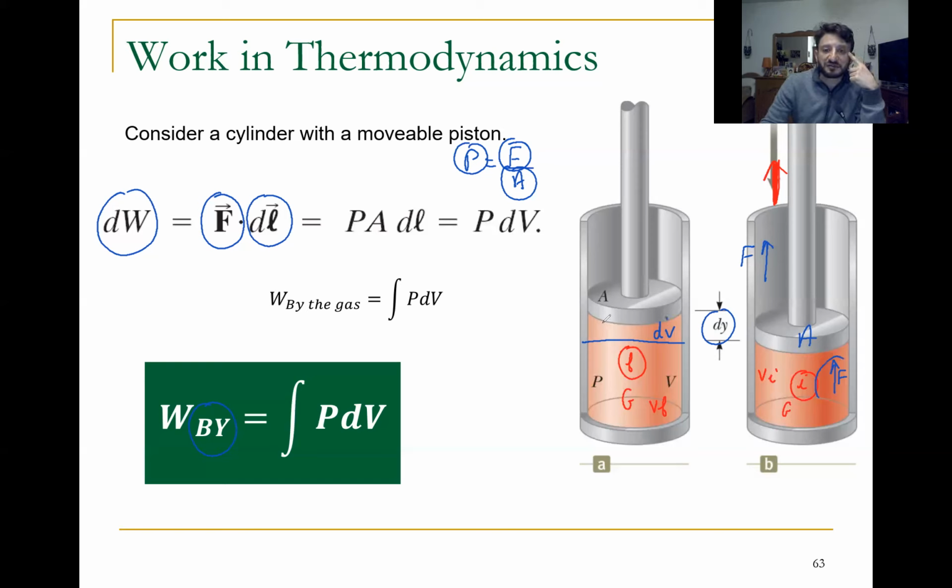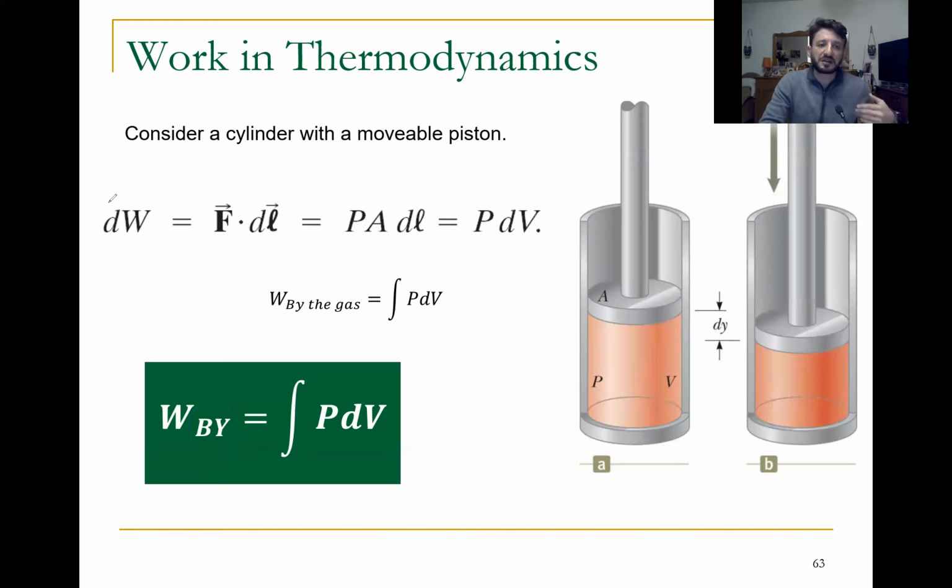And you know, this volume here equals A, the area, times the length, delta L. A times delta L equals delta V. And here we have P. So what you have to know to calculate the total work done from the initial state to the final state, you can do the integral between 1 and 2 to calculate omega by the gas equals the integral of PdV.